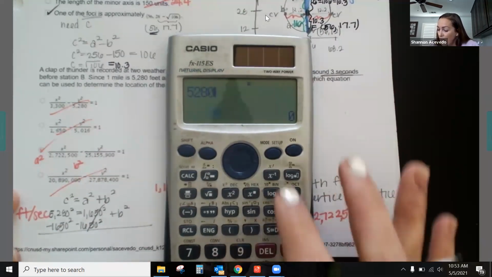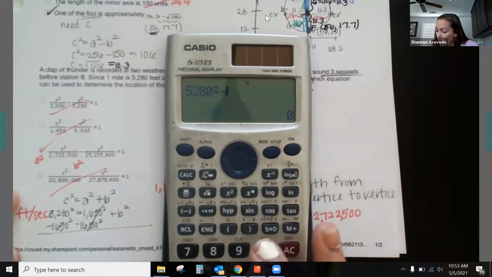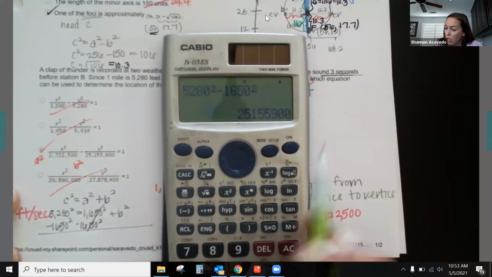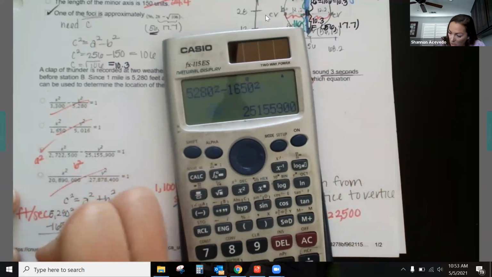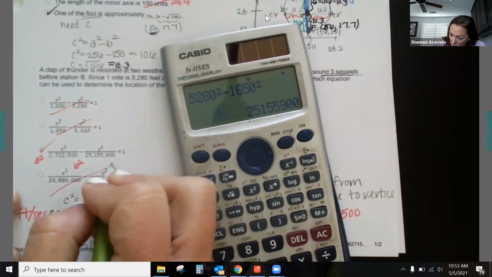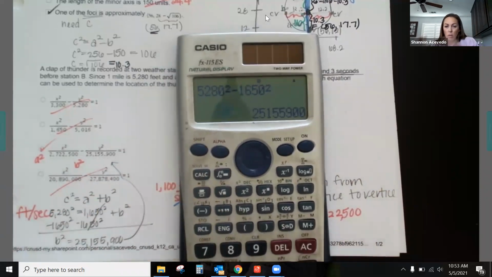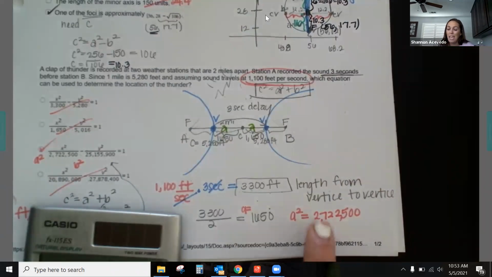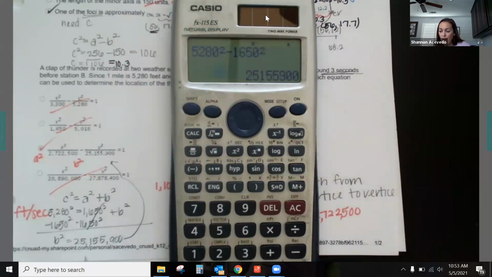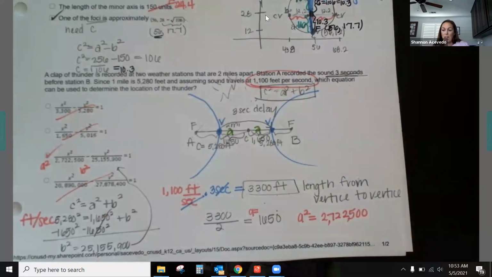So 5,280 squared minus 1,650 squared is going to equal B squared, 251,559, which is exactly what we got right there. So I want you guys to see how it actually works. Just from finding A, that was the only one that matched. That's not always the case. You need to know how to work it all the way through. So if I find my B squared, there it is right there. I think this one right here is the toughest out of them all.